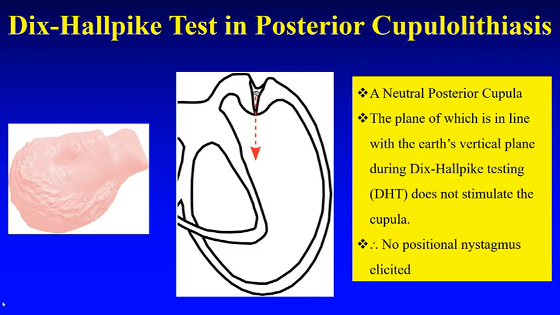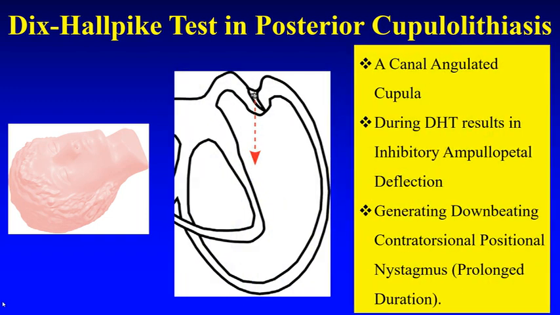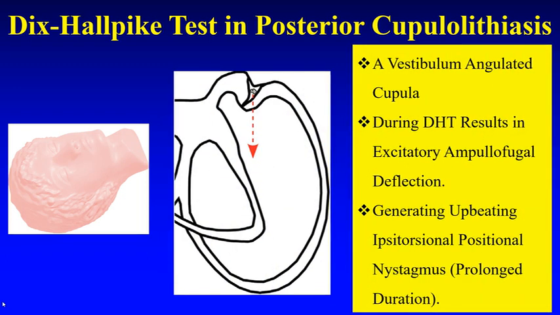In a neutral posterior cupula, the plane of which is in line with the Earth's vertical during the Half-Hallpike testing, it does not get stimulated and therefore no positional nystagmus is elicited. The second variation is a canal angulated cupula, which during the Half-Hallpike testing results in inhibitory ampulopetal deflection generating downbeating contratorsional positional nystagmus. The third is a vestibulum angulated cupula, which during the Half-Hallpike testing results in excitatory ampulofugal deflection generating upbeating ipsitorsional positional nystagmus.